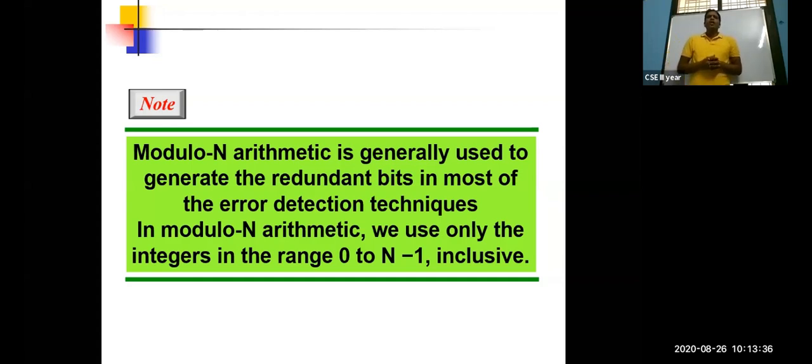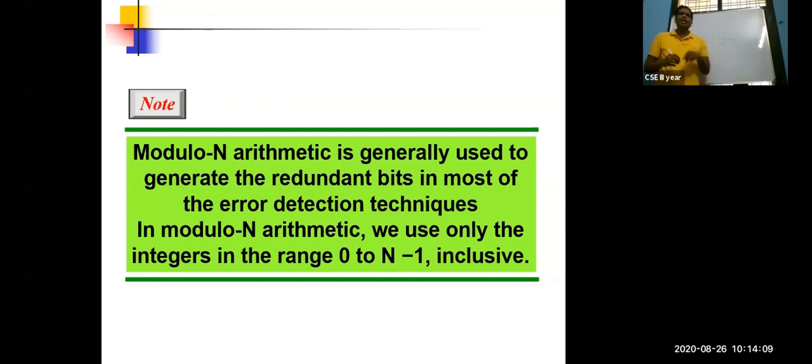Then in modulo n arithmetic, we use only the integers in the range 0 to n minus 1. Inclusive means 0 is also included, n minus 1 is also included. So what does this mean? In CRC, what did we use? Modulo 2. Substitute 2 in place of n. So the range of integers that we will use will be 0 to n minus 1, which means 0 to 2 minus 1, which is 1.